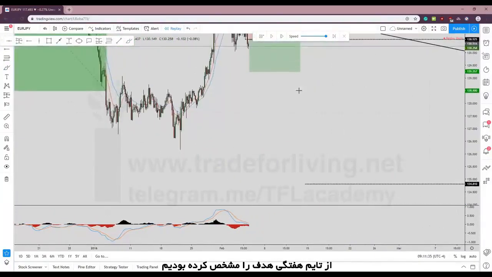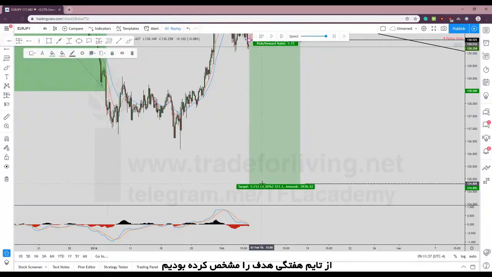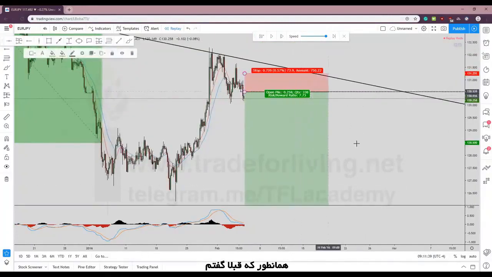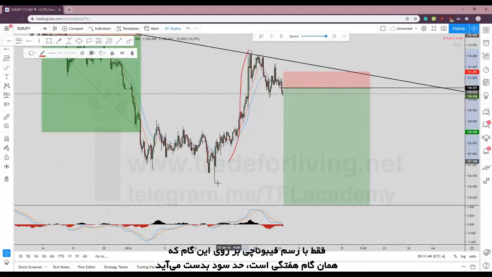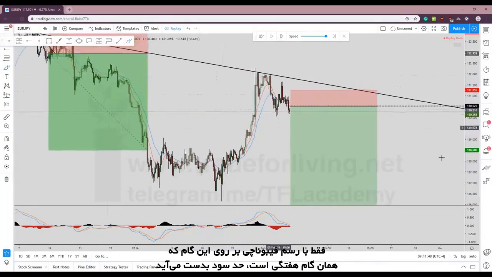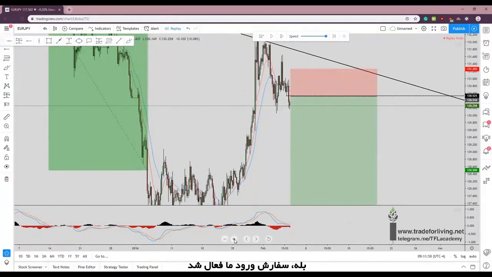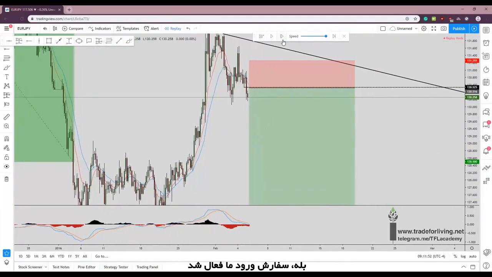We already have identified our take profit from the weekly time frame. As I already said, we could have done it in the exact same way just by taking our Fibonacci in this way, which is the exact leg we already took on the weekly time frame. And let's see if our order gets triggered. So our order gets immediately triggered.